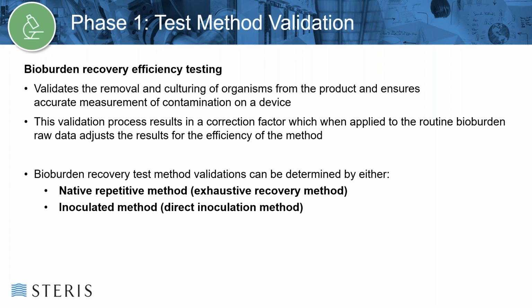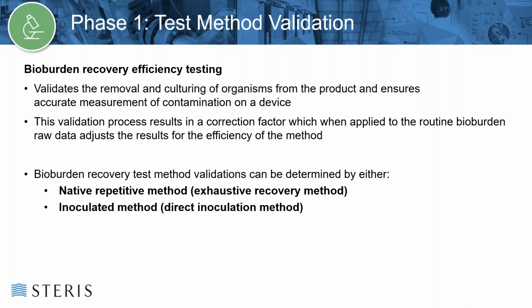Bioburden recovery efficiency testing validates the removal and culturing of organisms from the product and ensures accurate measurement of contamination on or in a sample. Bioburden recovery test method validations can be determined by either a native repetitive method, often used for products with consistent high levels of natural bioburden, or by an inoculated method, which may be used for products with low levels of natural bioburden or those not suitable for testing by the exhaustive recovery method.